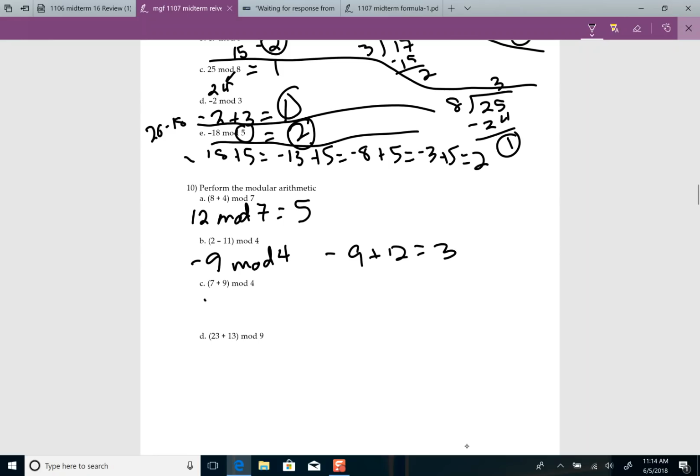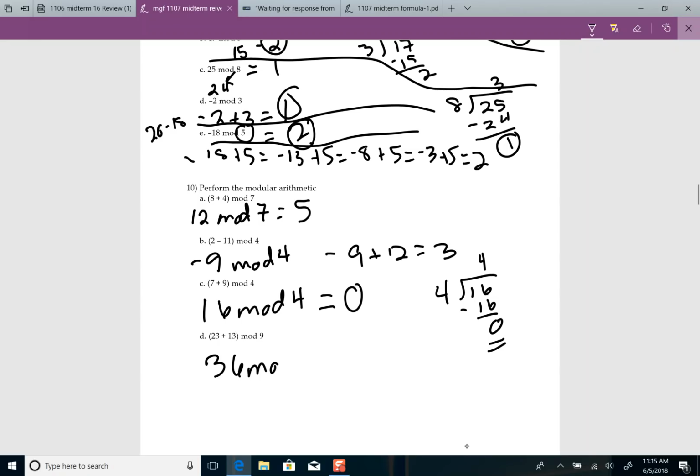7 plus 9 is 16. 16 mod 4, well, 16 is a multiple of 4, so my mod is 0. This just means what would be my remainder. If I go 4 into 16 where I get 4, I get 0. That's what's left over. 23 plus 13, this is 36. So once again, I have that same thing where 36 is a multiple of 9, so it gives me 0.